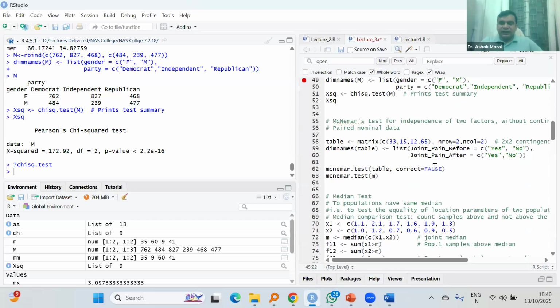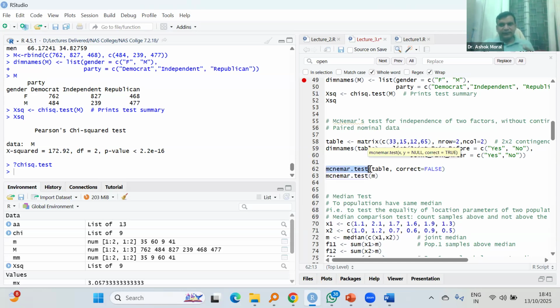So similarly, if we have paired data and that paired data is categorical with two categories only, like joint pain is there or not, and then we have a treatment, and then again joint pain is there or not. That is categorical paired data. So in that case, we use the McNemar test. I don't know how many of you have read it or not, just telling you.